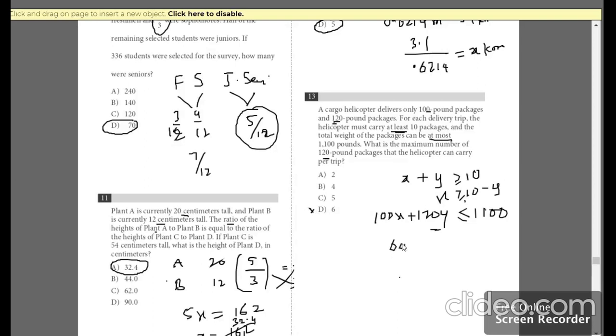So this is 100 times 6, 600, and 120 times 6 will give us 720, and together if I add, it will go beyond this one. So certainly this is not our option. Let us check with the fifth one.